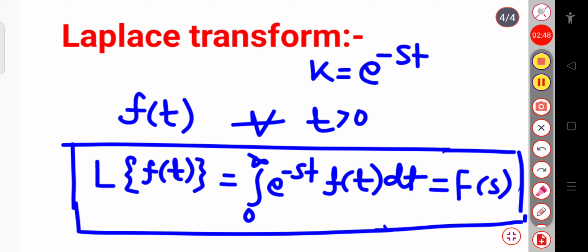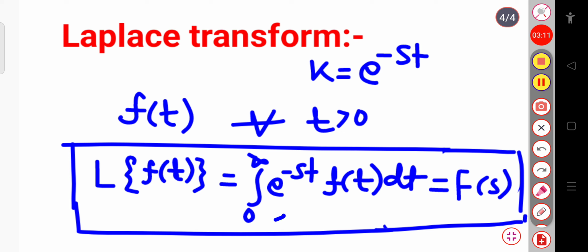So this total function f of s is the expression for the Laplace transform, that is equal to L of f of t, which is equal to the integration from 0 to infinity of exponential minus st f of t dt. This is true for all the values of s for which the improper integral converges.